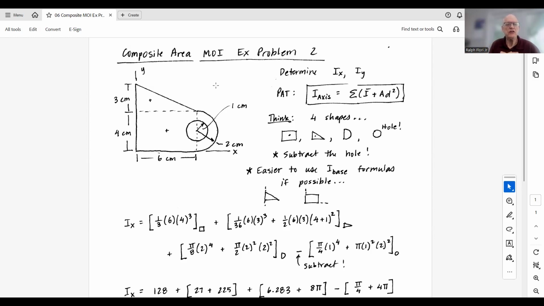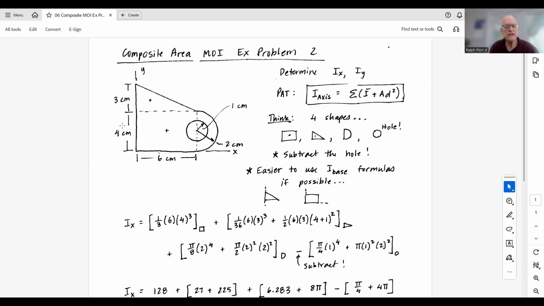So the first thing you need to do is think about how can I divide this area into known quantities? And for different problems, some of you might approach them differently. So there's not like one way of working a given problem. So pick a way that works for you. Pick a way that makes sense for you. For this one, I divided it up into a rectangle, a triangle, again, the half circle, and a hole. Just as a reminder, we're actually going to subtract the hole term.